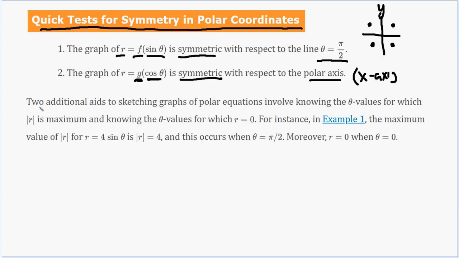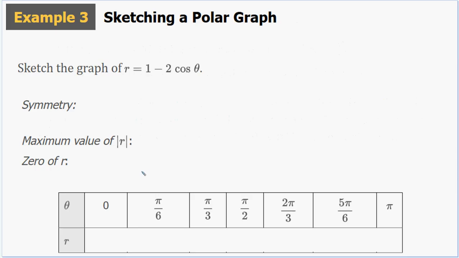And then it says below, 2 additional aids to sketching graphs of polar equations involve knowing the theta values for which the absolute value of your distance from the origin is at a maximum, and knowing the angle values which will give you an output of 0. That's when you're going to come back and touch the origin. Let's check it out.